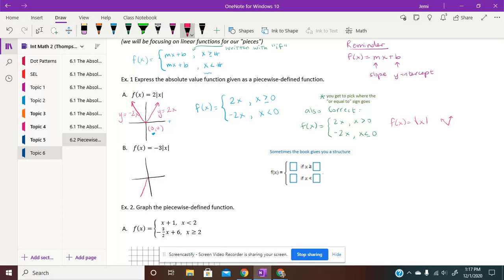Negative 3x, so the negative's going to flip it upside down. The 3 is going to make it narrow. Okay, and ask yourself on the left-hand side, what is the slope right here? Well, this is a slope of positive 3. This is the equation of the line, y equals or f of x equals 3x. The slope on this side is negative 3. This is the equation of the line, f of x equals negative 3x.